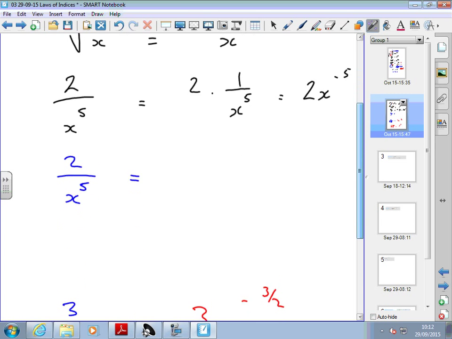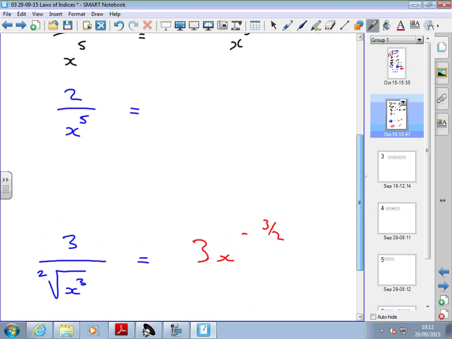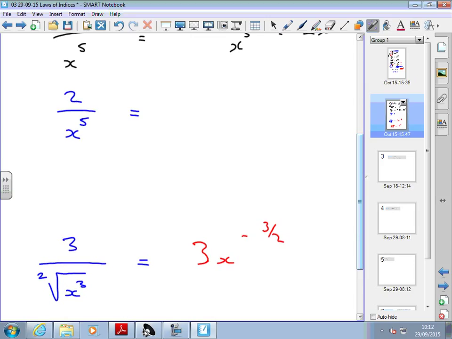Oh, that one I've done there. I was thinking too much. This one, 3 over the square root of x cubed would look like that.